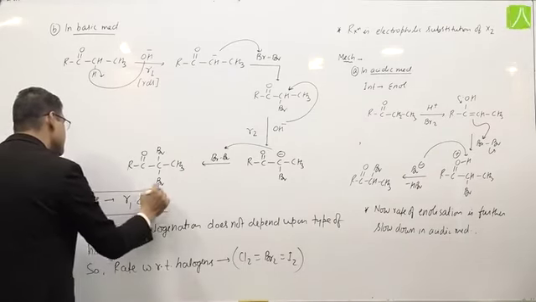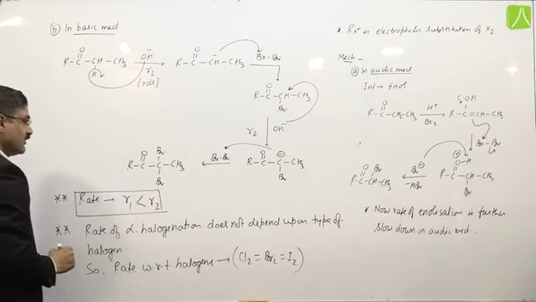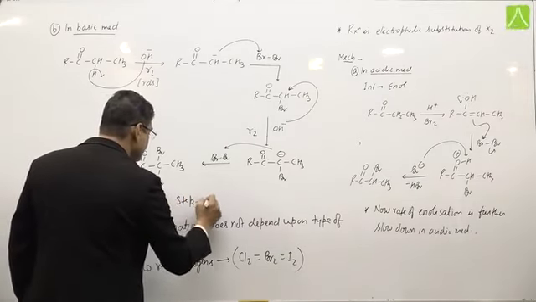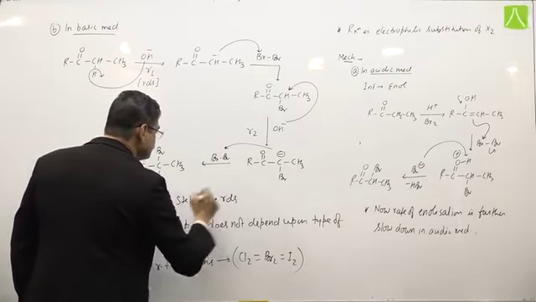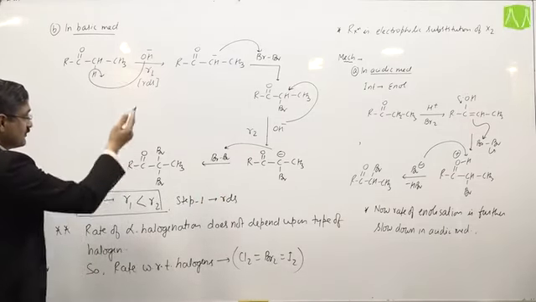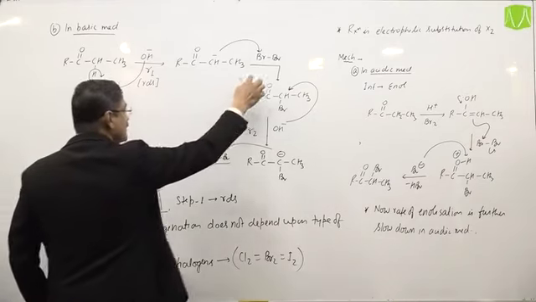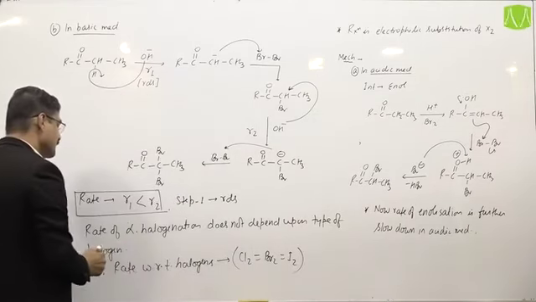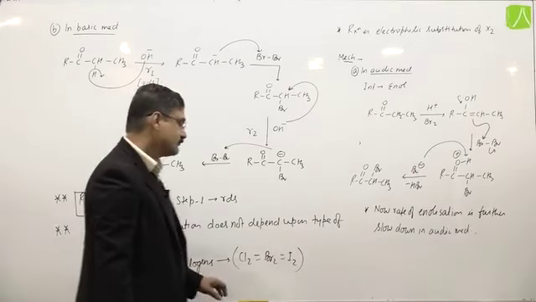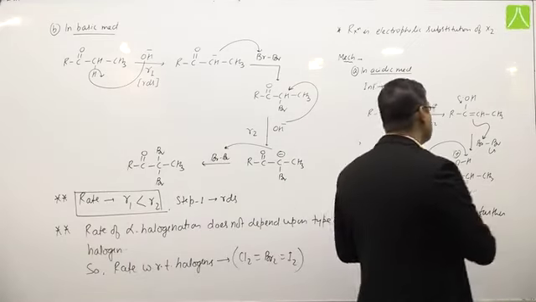So the major important part is rate. The first step is RDS. R1 is less than R2, or you can say step 1 is RDS. The rate of alpha halogenation does not depend upon the type of halogen. Here, these are the fast steps, so it does not depend upon the fast step. So the rate with respect to halogens, chlorine or bromine, is the same.